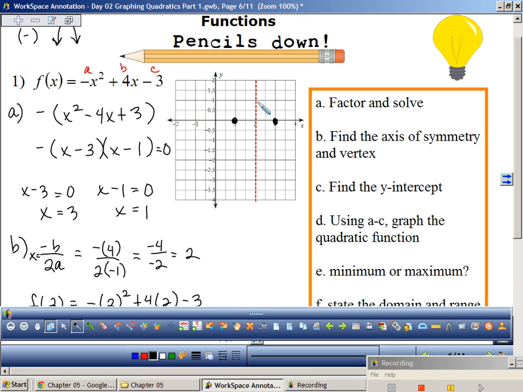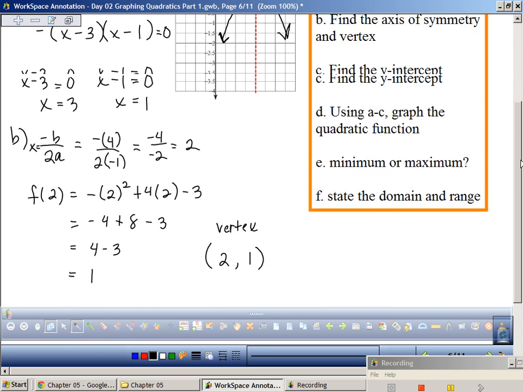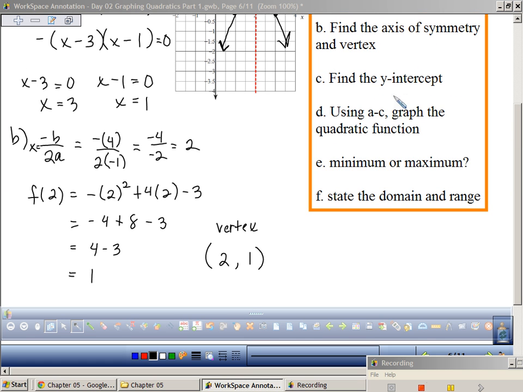Oh, am I not quite there? There it is. Thank you. See how that is measuring in halves? So there's my graph right there. All right, so it said C was find the y-intercept, so that's what we did right here.